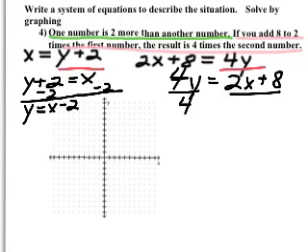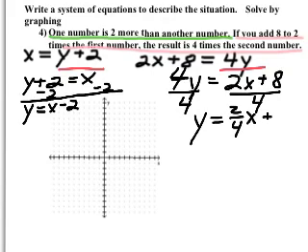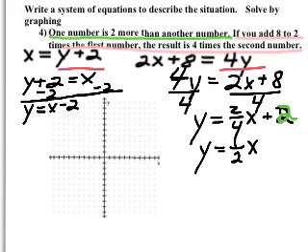So I get y equals 2/4 x plus, oops, 8 divided by 4 is 2. Oops, that's a funny looking 2. Okay, let's try that again. There, green. And then simplifying even further, 2/4 is 1/2. So we have y equals 1/2 x plus 2.